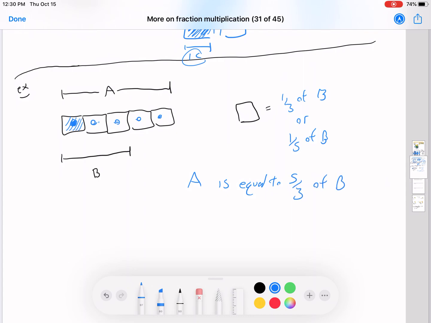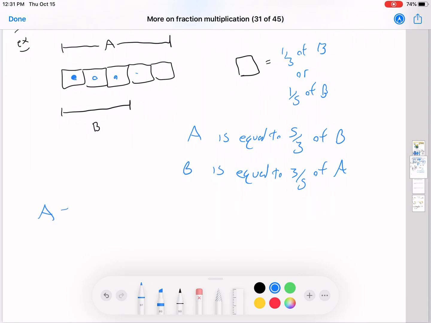But I could also say that this square, if I wanted to give it a different name, was a third, this could be a fifth of A, so B would equal 1, 2, 3 fifths of A. So B is equal to 3 fifths of A. So now if I turn these into equations, this says A equals 5 thirds of B, so A equals 5 thirds times B. B equals 3 fifths of A, so B equals 3 fifths times A.